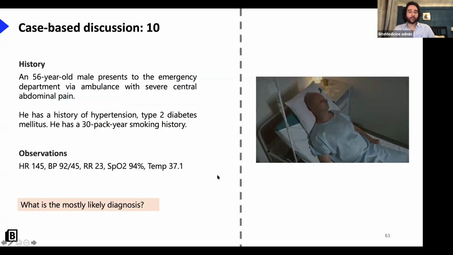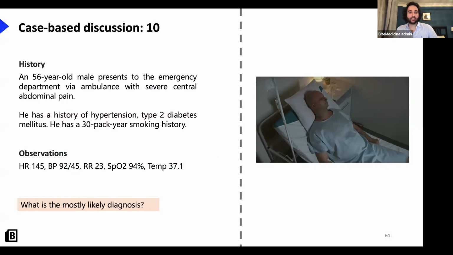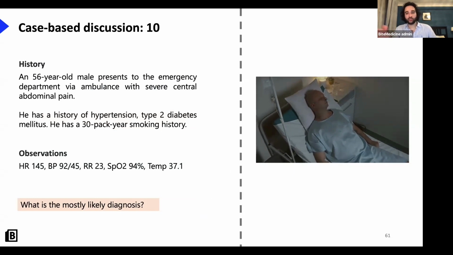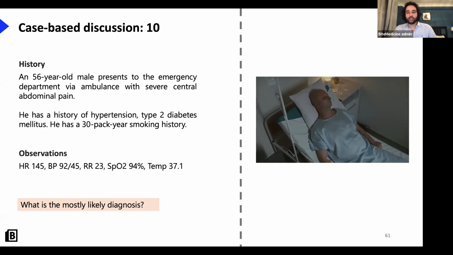Now, let's think about our final case here today. Case-based discussion number 10. So we've got this chap here lying in bed. He doesn't look great. He is a 56-year-old male who presented to the emergency department via ambulance with severe central abdominal pain. He has a history of hypertension, type 2 diabetes, 13-pack-year smoking history. Look at those obs. Those obs are not good. Look at that heart rate and blood pressure. Absolutely awful. You know, this patient is on the verge of death, really.